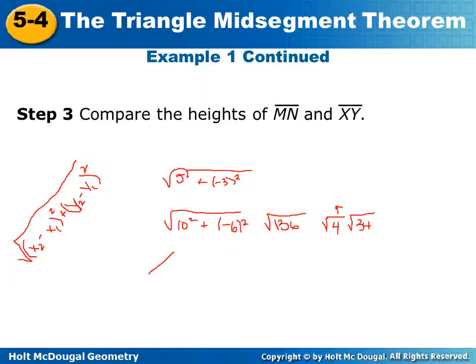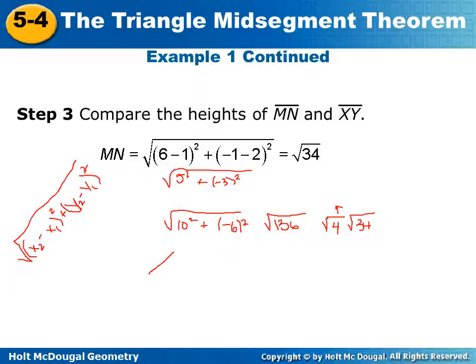The second thing we had to show was that the lengths were one half of the other. So what we're going to do first is find the distance of MN by using the distance formula. 6 minus 1 squared plus -1 minus 2 squared equals the square root of 34.